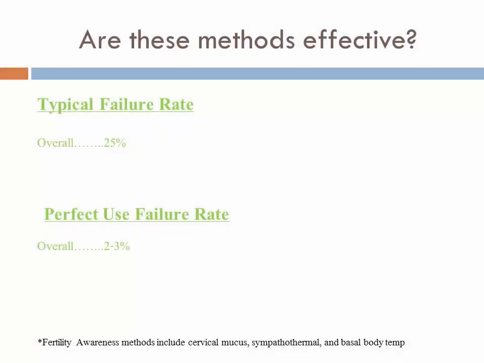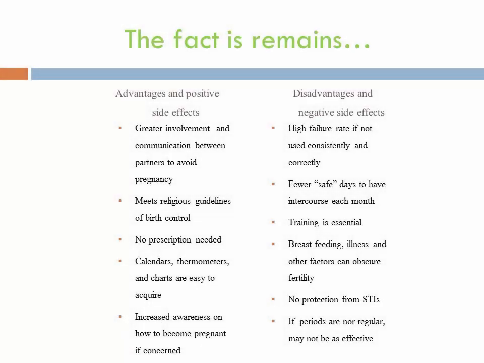So, are these methods effective? The typical failure rate overall is 25%. The perfect use failure rate overall is 2 to 3%. But the fact still remains, there are negative and positive side effects and advantages and disadvantages. Some advantages and positive side effects include a greater involvement and communication between partners to avoid pregnancy. This meets religious guidelines of birth control.